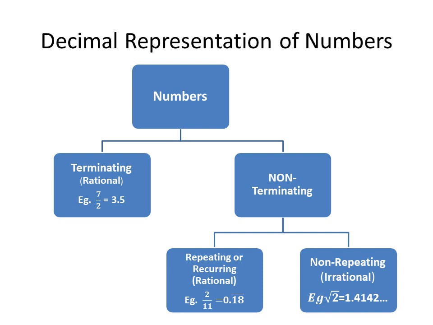Next we have decimal representation of the numbers. Numbers can be represented in the decimal forms and these have terminating or non-terminating decimal expansions. Terminating decimal expansion numbers are called rationals and non-terminating decimal expansions will have again two types. One will be repeating or the recurring numbers and one will be non-repeating numbers. All those which are having repeating decimal expansion are known as rational numbers and all those which are having non-repeating decimal expansions are known as irrational numbers.